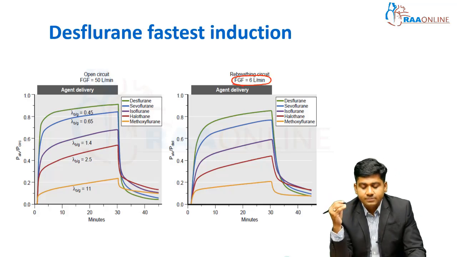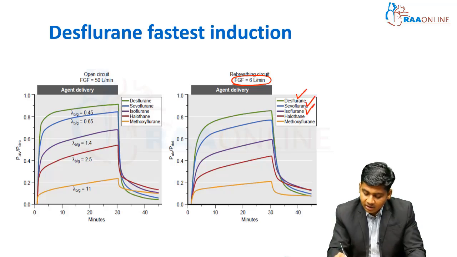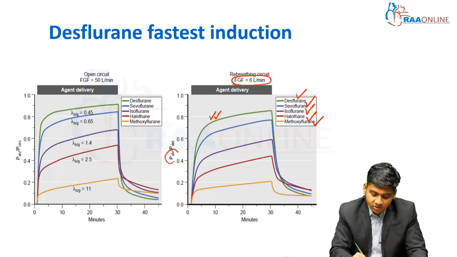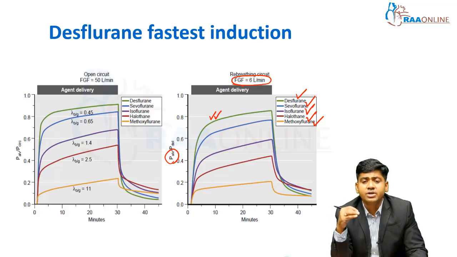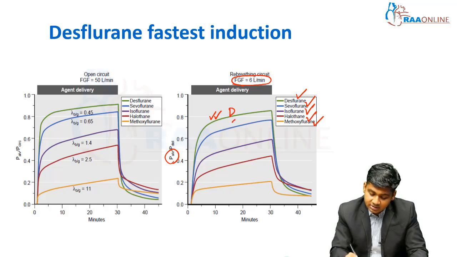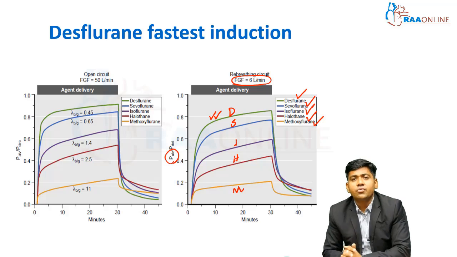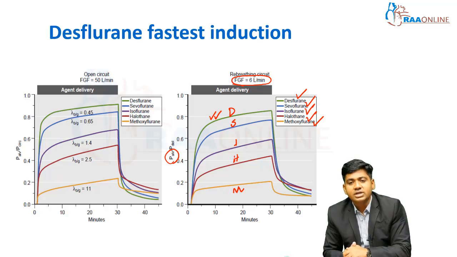And we compare different drugs: desflurane, sevoflurane, isoflurane, halothane and methoxyflurane. So see, desflurane has the fastest induction. The alveolar pressure, or the partial pressure in the alveoli, of desflurane is very much higher in very little time. Here it is des, here it is sevo, here it is iso, here it is halothane, here it is methoxyflurane. So here we can see the inhalational agents with a very low blood gas partition coefficient achieve the alveolar fraction very easily and very fast compared to the other drugs. So desflurane is the first agent, with the fastest induction and fastest recovery.